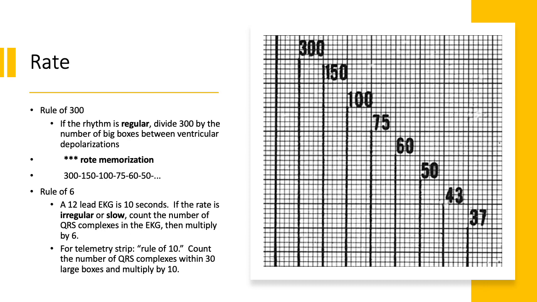Thinking about a 12-lead ECG being 10 seconds in time, it's 10 seconds across. You can count the number of QRS complexes in the ECG, then multiply that by 6, and that gets you your heart rate. If you have a telemetry strip, it's basically a long piece of paper with a single lead tracing on it. You can count the number of QRS complexes within 30 large boxes. That's actually 6 seconds in time, and you can multiply that by 10.